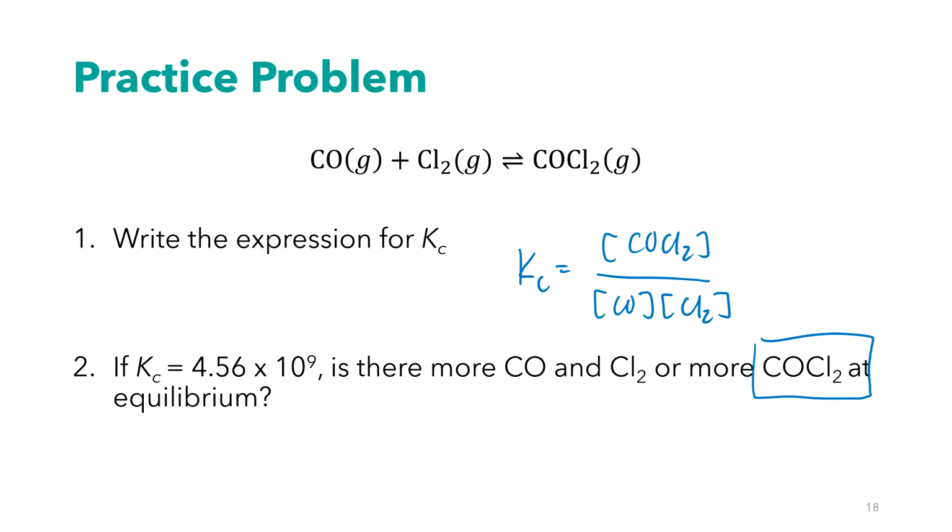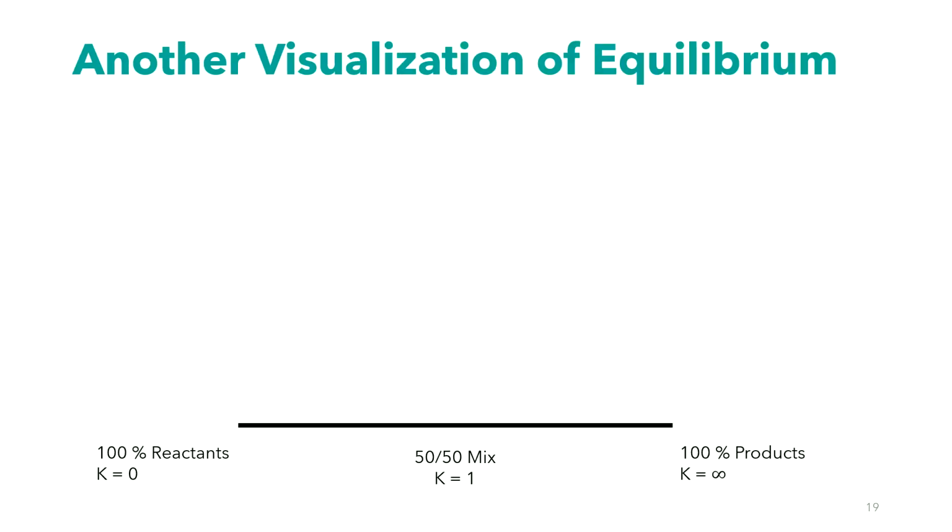Okay, that's interpreting that. Here is the other visual that I like to use for equilibrium. On the axis here, on the left all the way over here, this is 100% reactants. K would be essentially 0, a tiny, tiny number. In the middle, we have the 50-50 mix. On the far right, we have an infinite K, 100% products. I'm going to draw this for the reaction we just looked at, where we have a K that's very big.